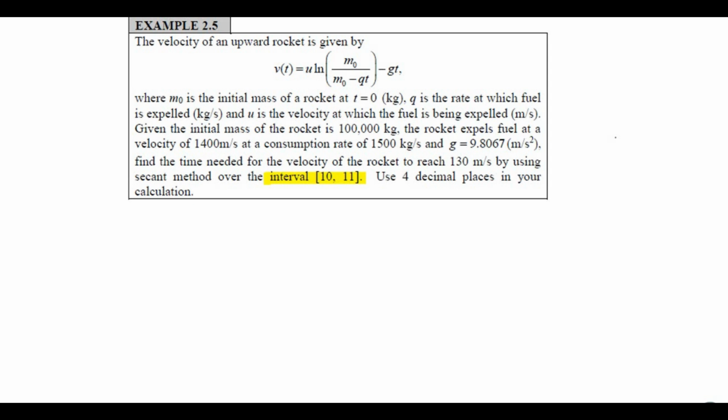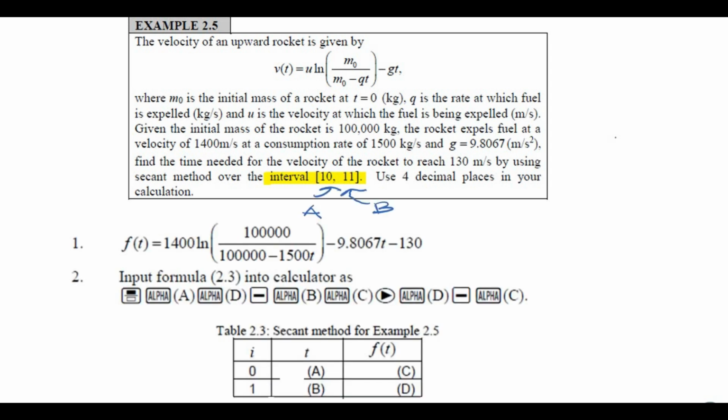After we already get the formula, we need to tabulate the secant table. The first thing that you need to do is find this formula. Okay, we are done with the first step. The second step will be the input 2.3. So we have already done this secant method formula, and the third one is for you to tabulate the secant method table. Okay, so in secant method table, we have i, we have zero, the initial iteration, and 1. So this is actually how we tabulate it.